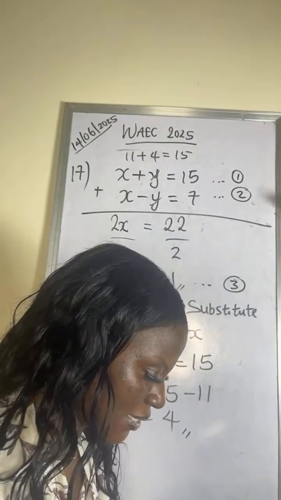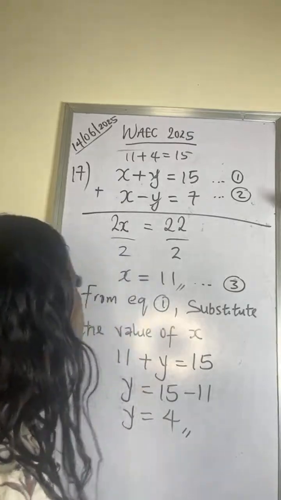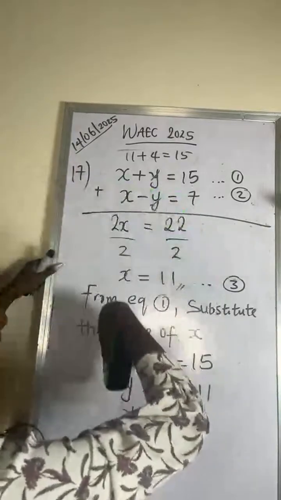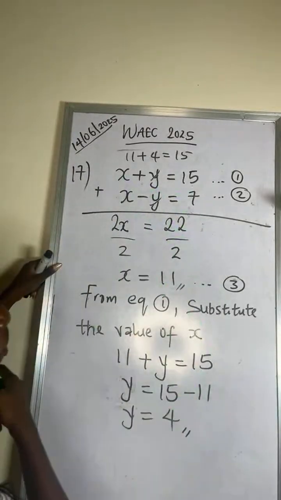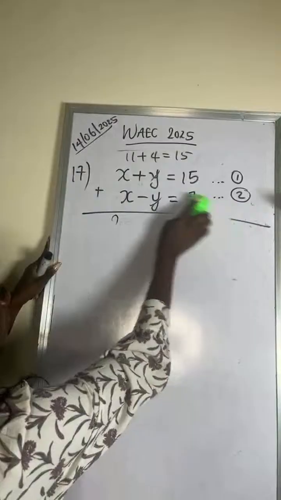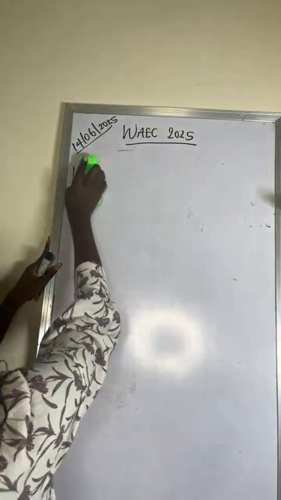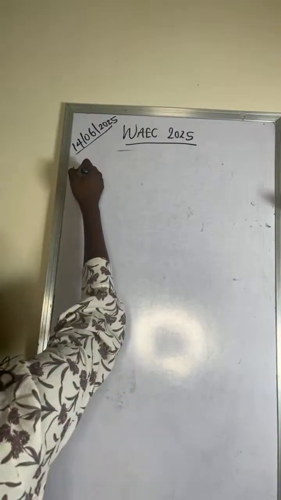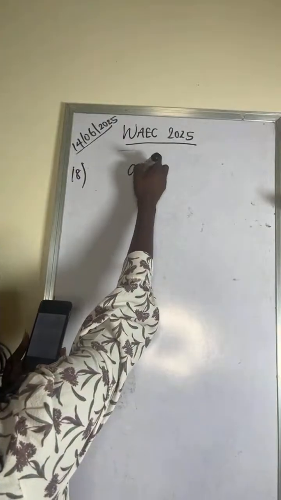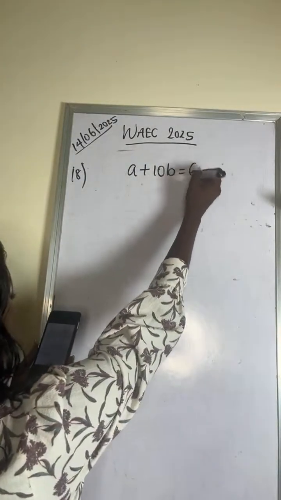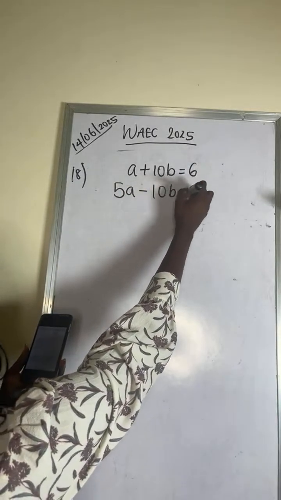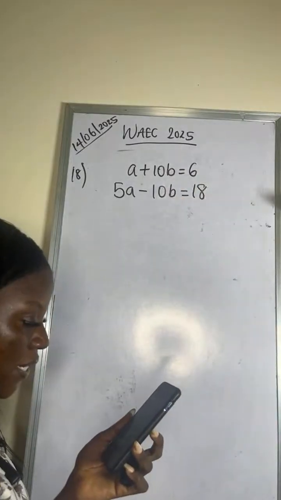Okay, let's do number 18, which is a simultaneous equation again. So for those who are willing to learn simultaneous equations, this is your chance. We've done one. Feel free to take a screenshot so you can study later if you want. So this is question 18, and then we are given a plus 10b equals 6, 5a minus 10b equals 18. I hope I can see well.